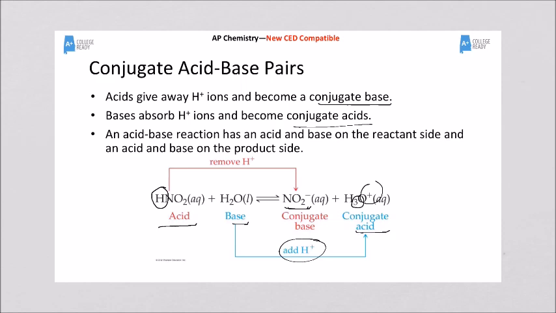So notice forward, I have an acid and a base as reactants, and on the product side I also have an acid and a base. We just call them conjugates because they came from something else. Both sides of the reaction have an acid and a base. Just remember, an acid becomes a base becomes an acid. All you need to look for to know which is which is which of the reactants lost an H+.